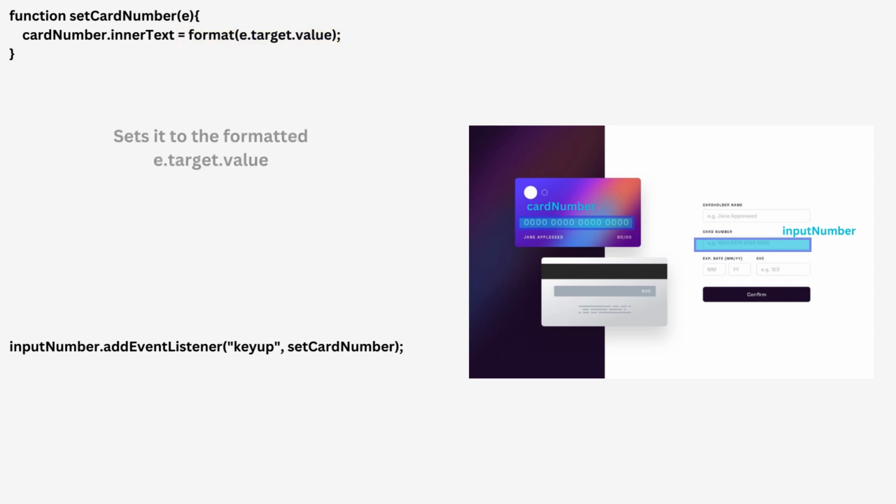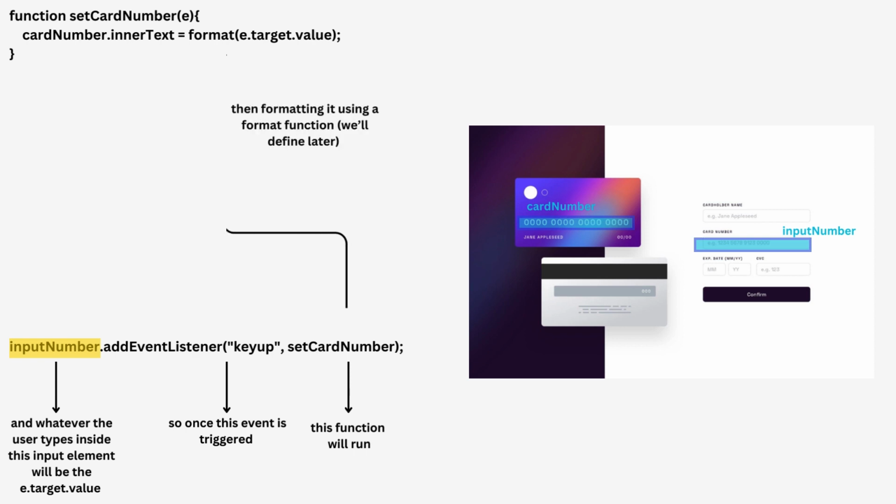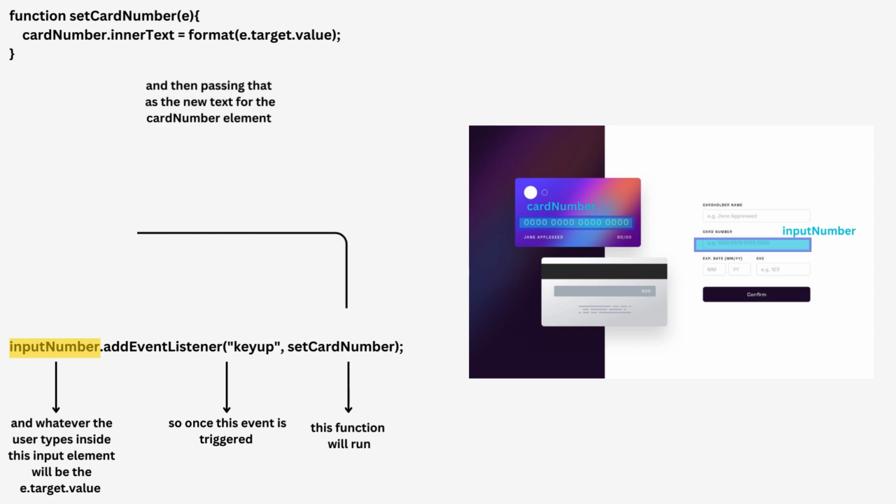If you're wondering what the e.target.value is, just know that this is the e, or the event. This is the e.target, or the element that fired the event. And the input typed by users inside this field will be the e.target.value, which we will use in our function to display instead of the default zeros. So once this event is fired by the input element, this function will run, parsing the user input here, then formatting it, then passing that as the new text for the card number element.